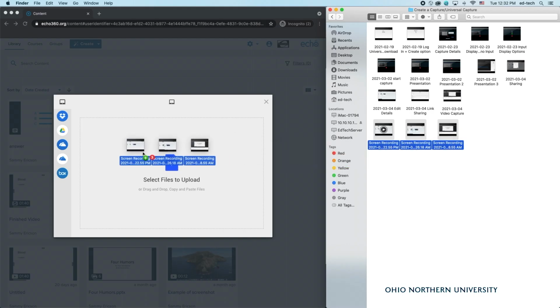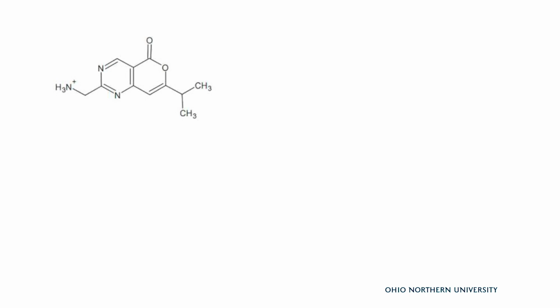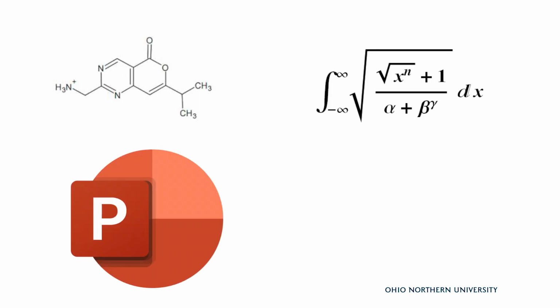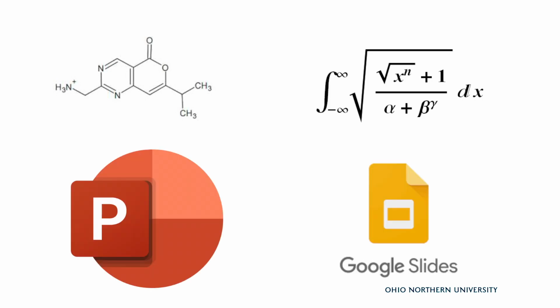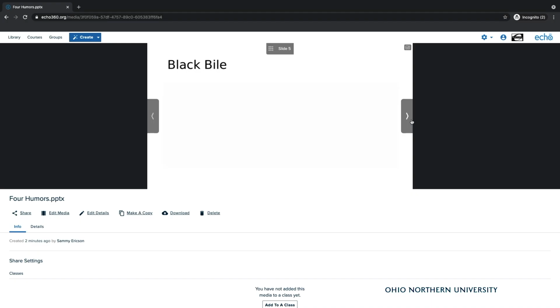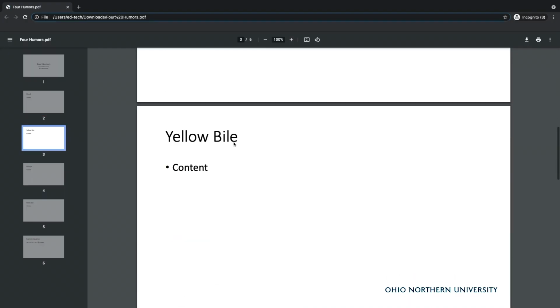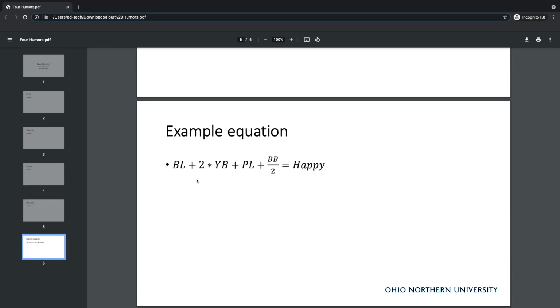When uploading media that contain molecular drawings, equations, and other items from PowerPoint or Google Slides presentations, they may not appear in your final uploaded video. Convert your PowerPoint or Google Slides presentation to PDF before uploading to Echo to make sure that these images appear.